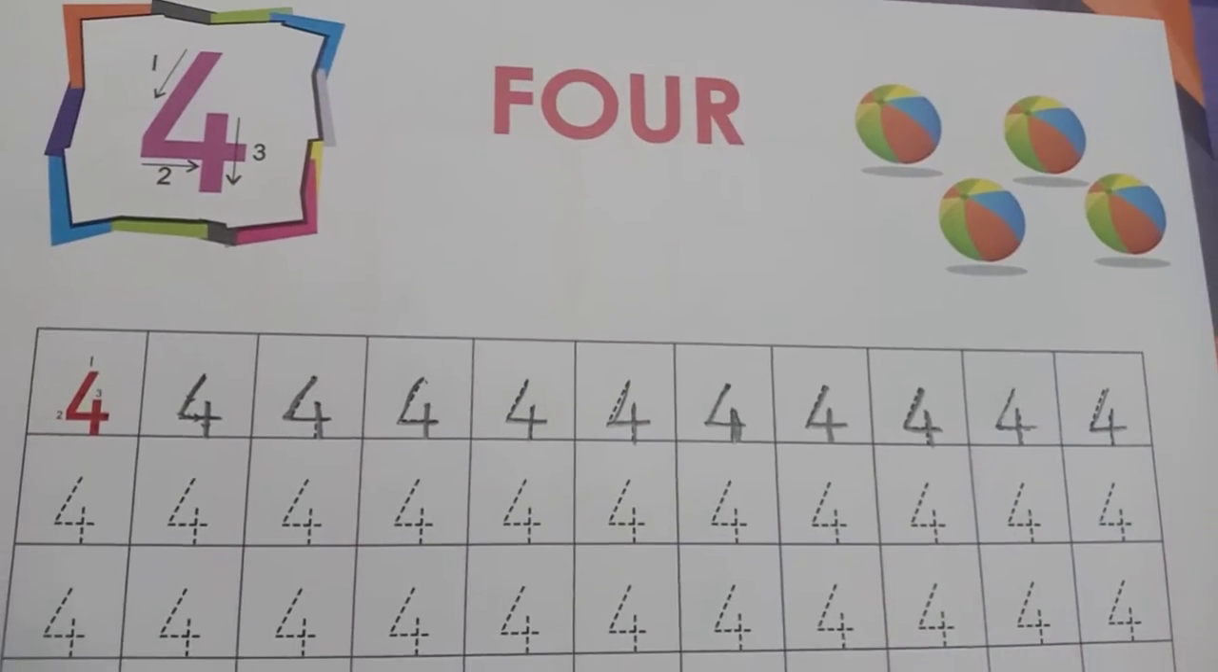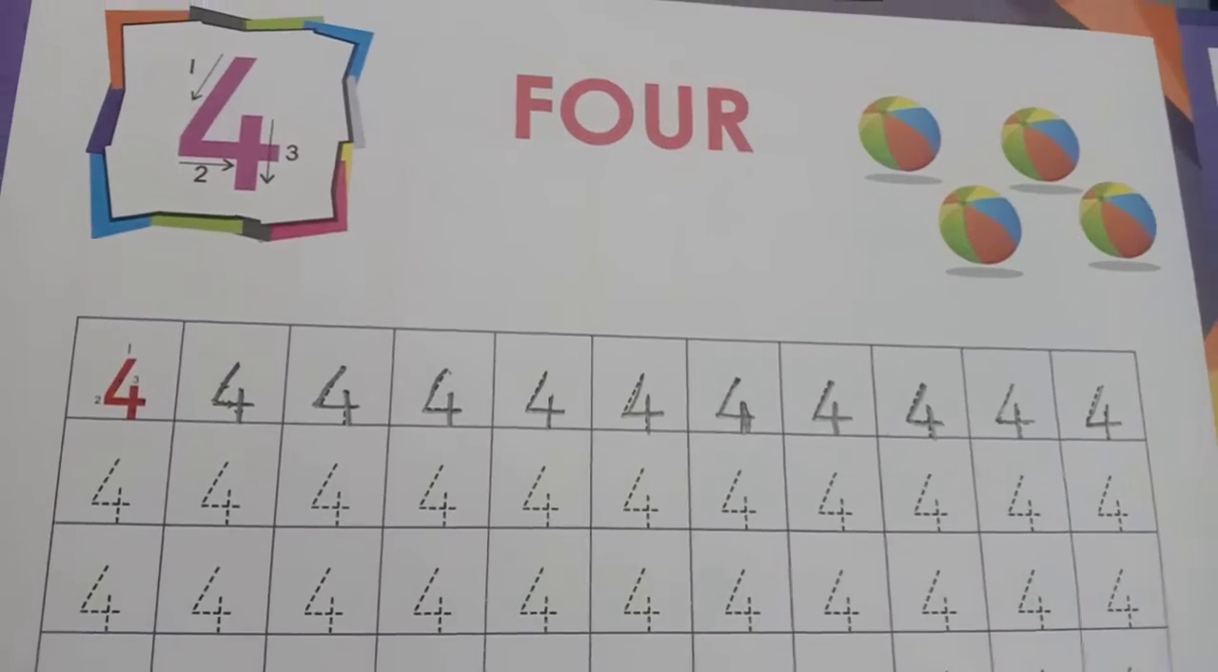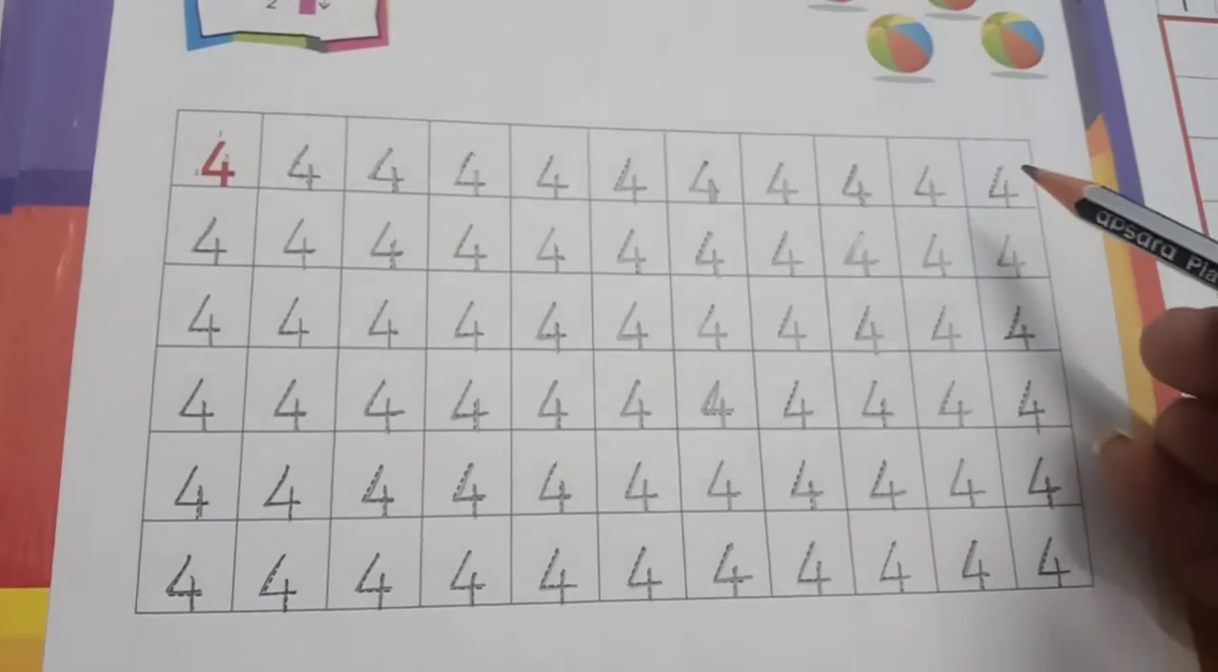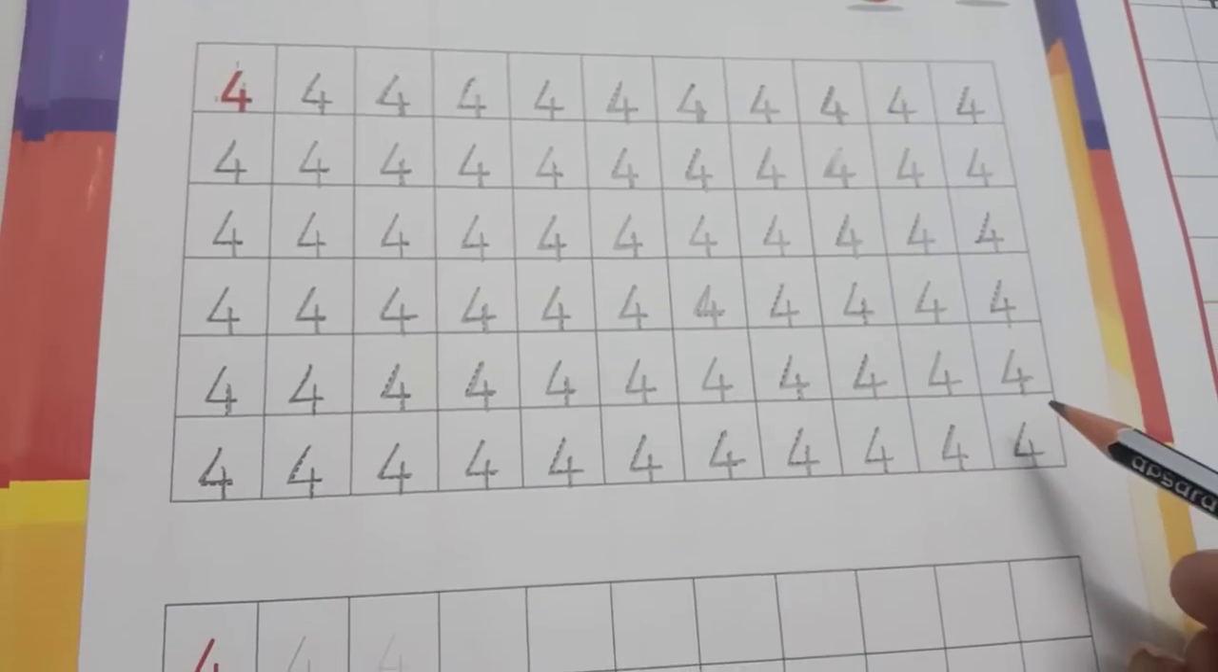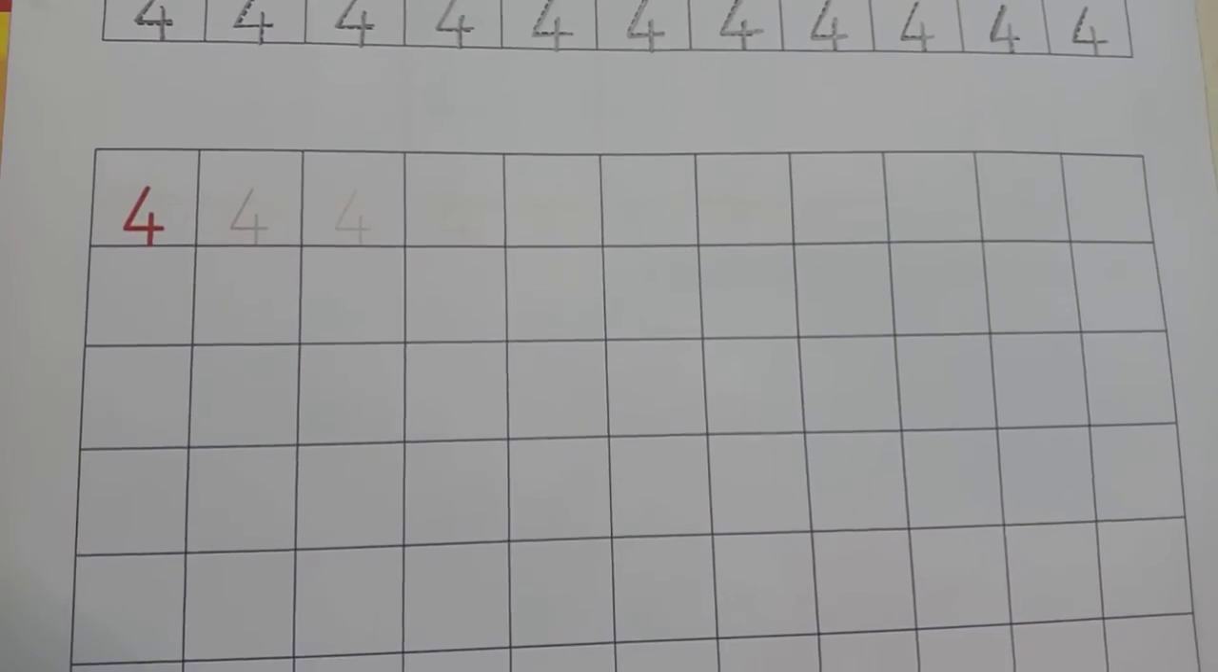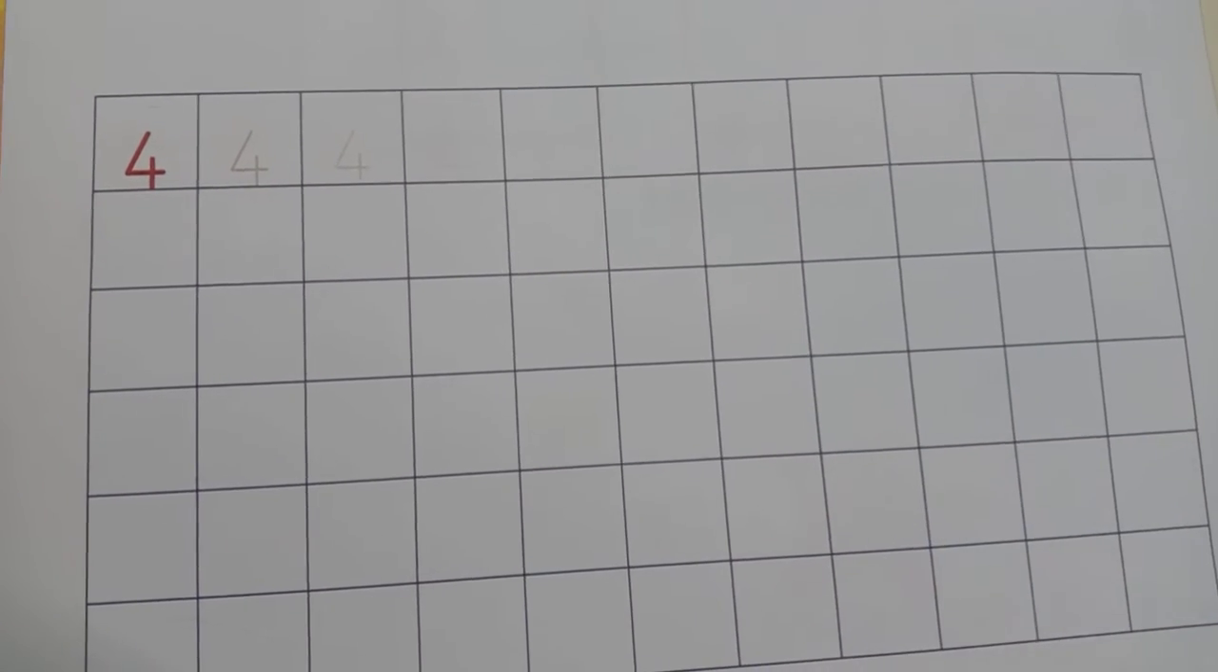Number 4. Children, this way you will complete tracing of number 4. Now here we will write number 4 by ourselves. Let us start writing. Now we will write.